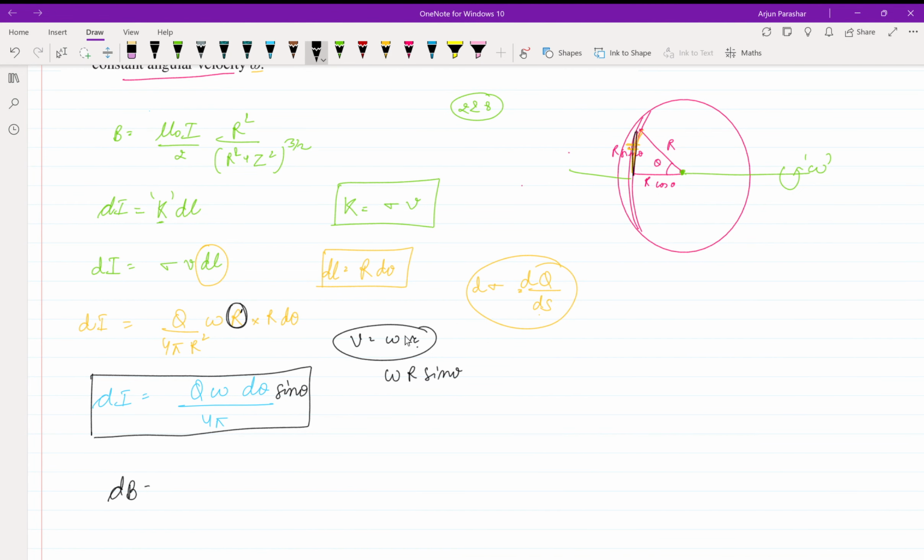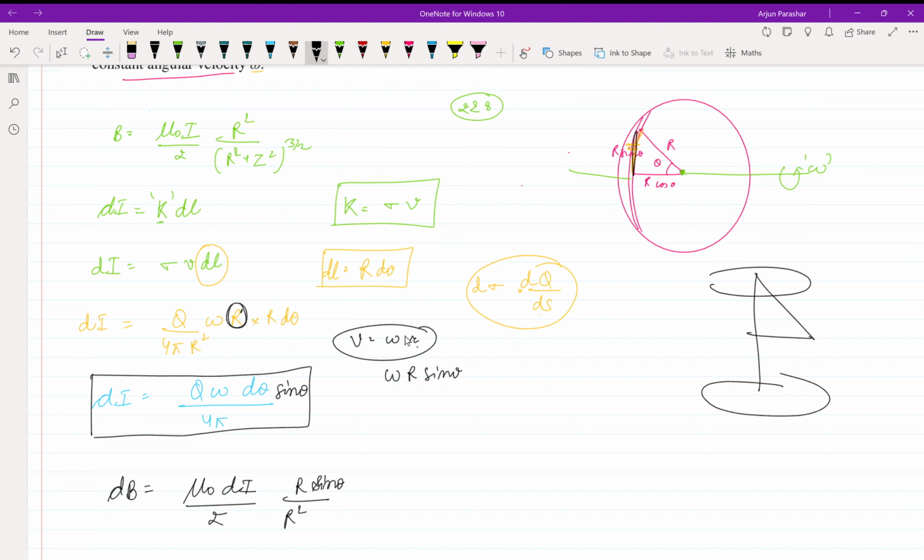So we'll just substitute these values in the dB equation, which is mu naught dI upon 2 into r square. And what is r? Sorry, I should also replace it with this. r is here, r sine theta. I hope you remember from the ring problem that there was a circular ring, and this was given as r cos and this as r sine. If you have seen my previous videos, you'll recall why I'm writing it as r sine theta and that r cos theta.